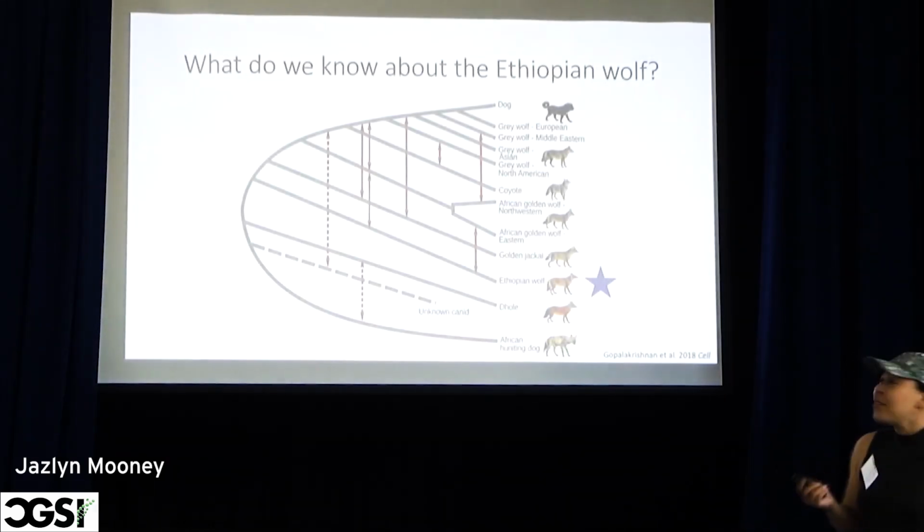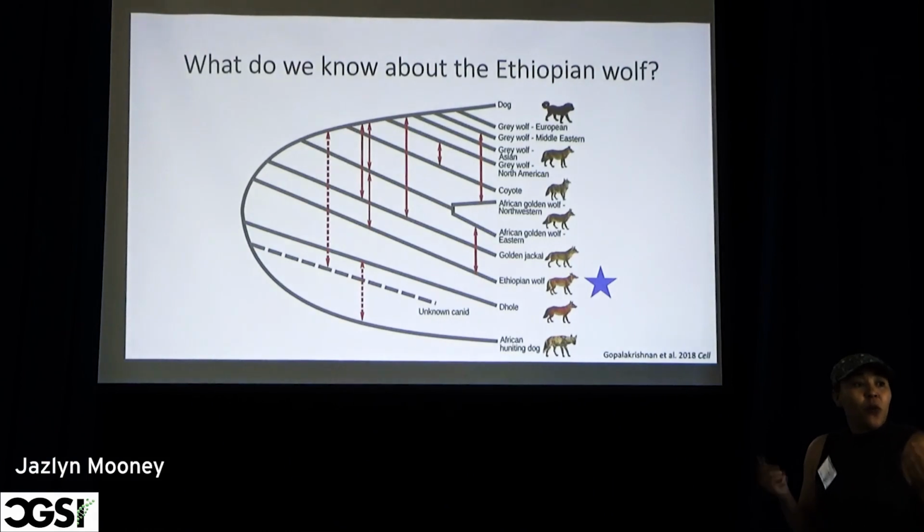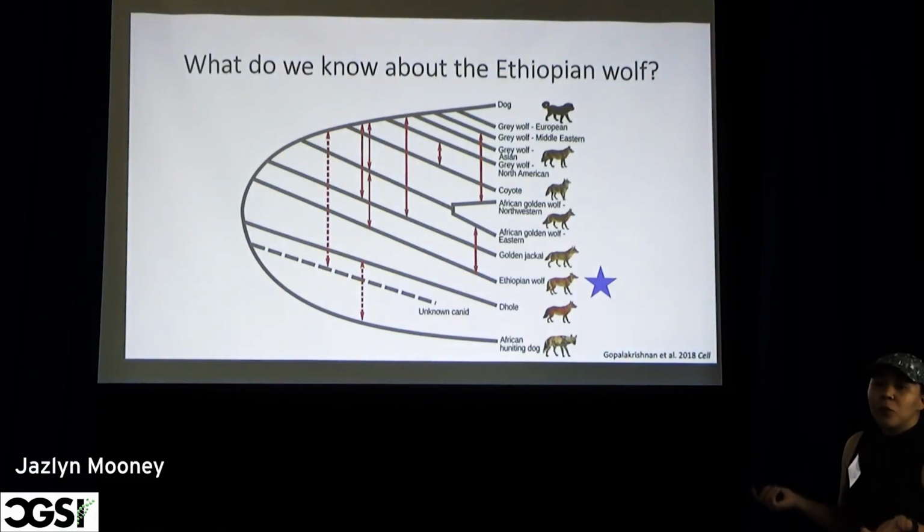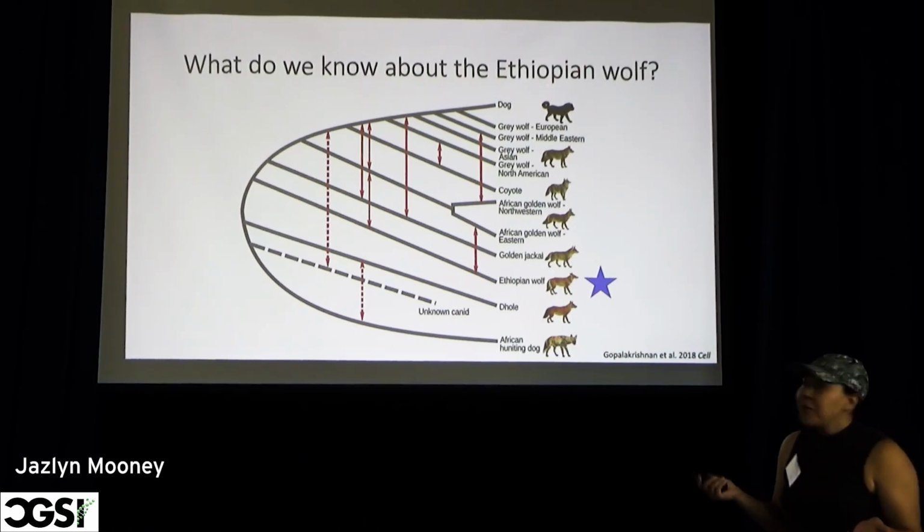So when I started, the first thing I wanted to know is just kind of, what do we know about Ethiopian wolves? So what I'm showing here is a phylogenetic tree of Canidae. This was made with mtDNA, so mitochondrial DNA. And down here at the base of the tree is the Ethiopian wolf. And up here are dogs and gray wolves. That's probably what we're more familiar with.